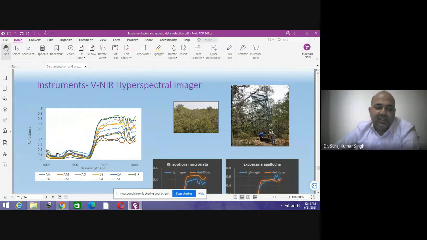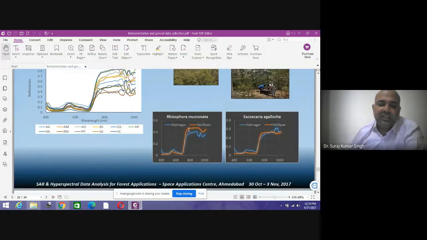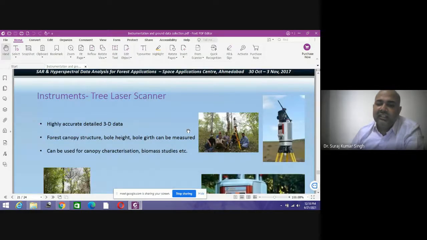We can see how the spectral reflectance curve is made over the spectral channels, and you can see how the different forest types behave differently in different spectral channels. So whatever area of understanding forest type, forest species, forest density we are interested in can be easily obtained.